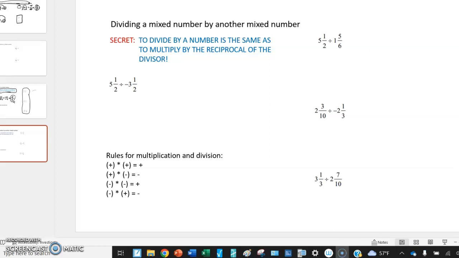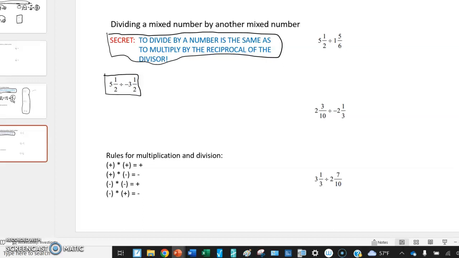Hello. Alright, this time let's go over a problem involving mixed numbers. It's a division, a mixed number divided by another mixed number, this problem here. Every time your division involves fractions, make sure you use this secret that we talked about. To divide by a number is the same as to multiply by the reciprocal. Reciprocal of what? Of the number which divides.